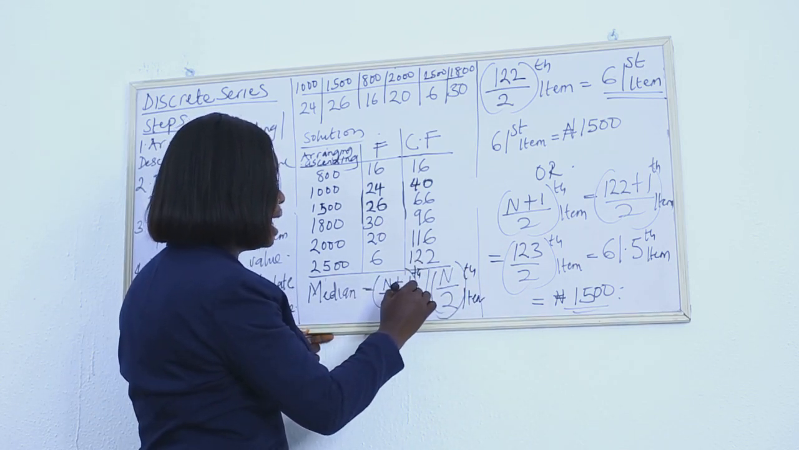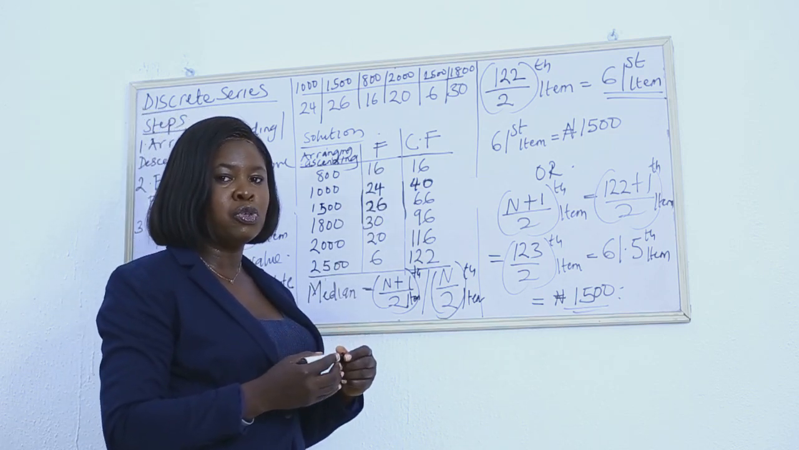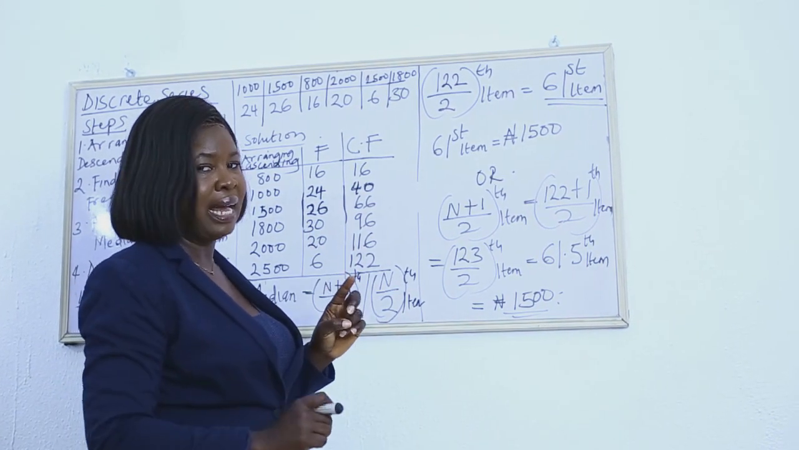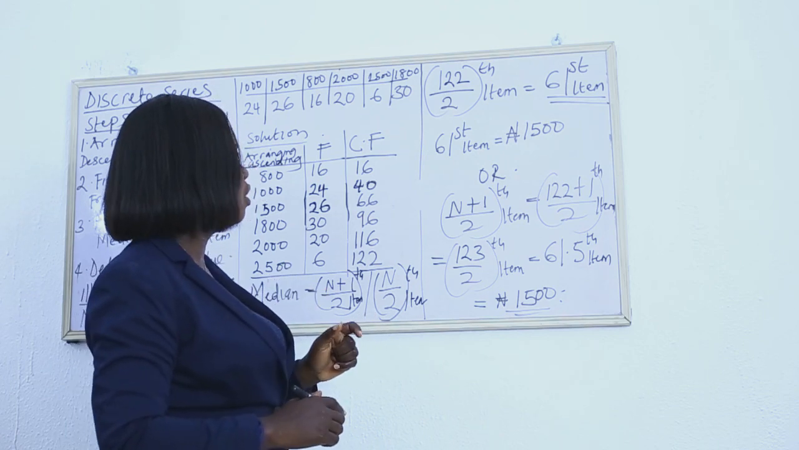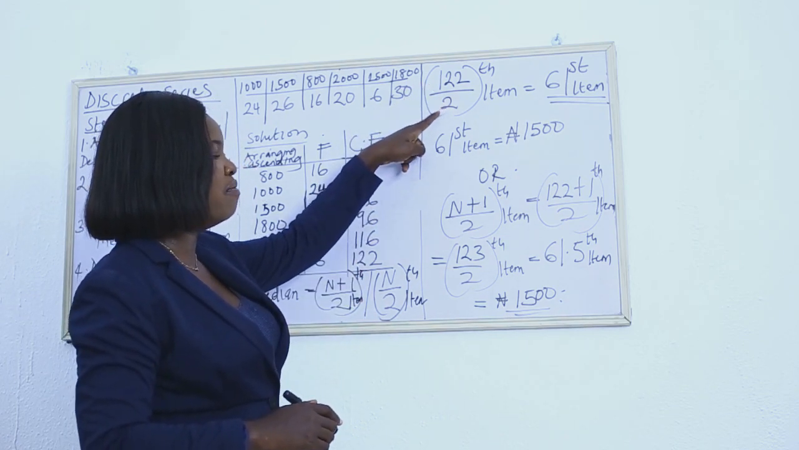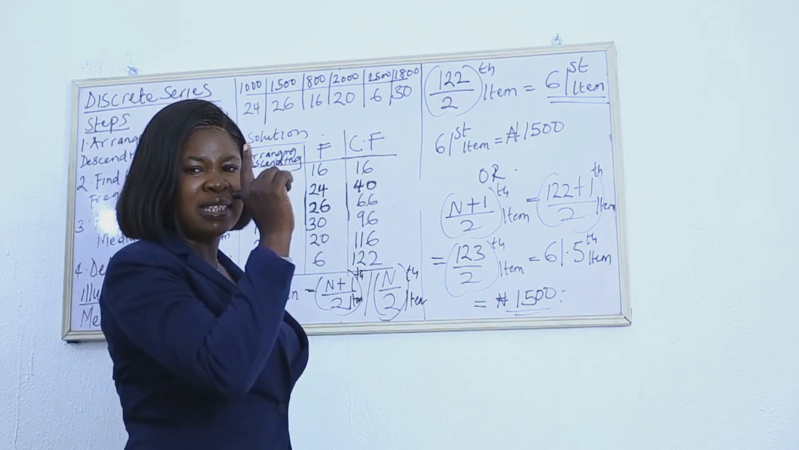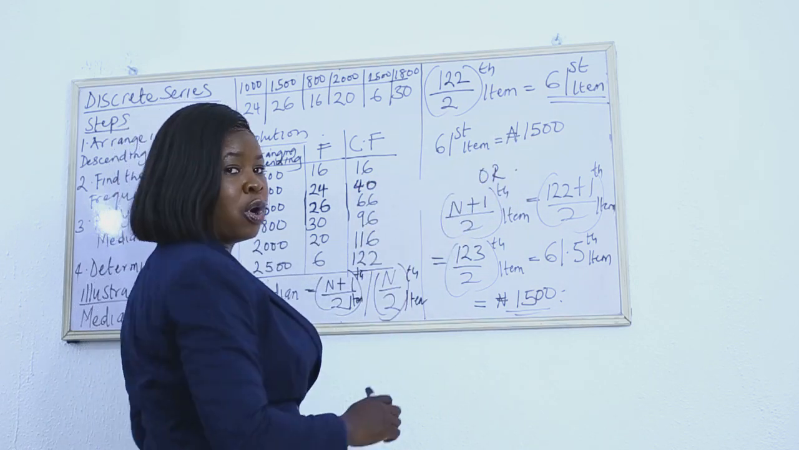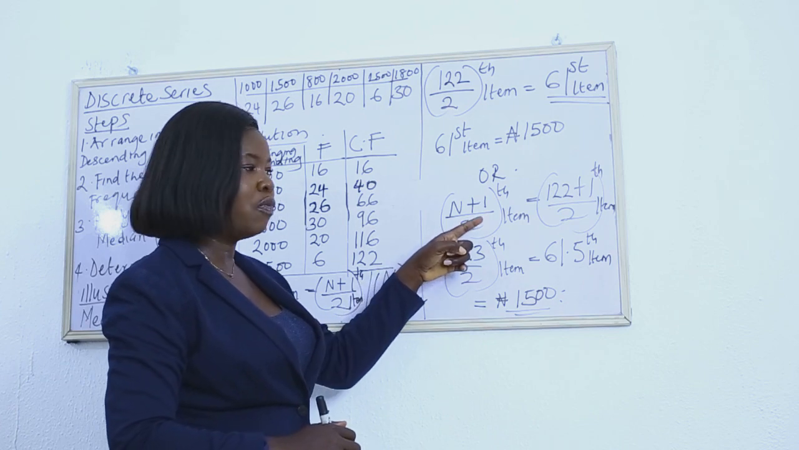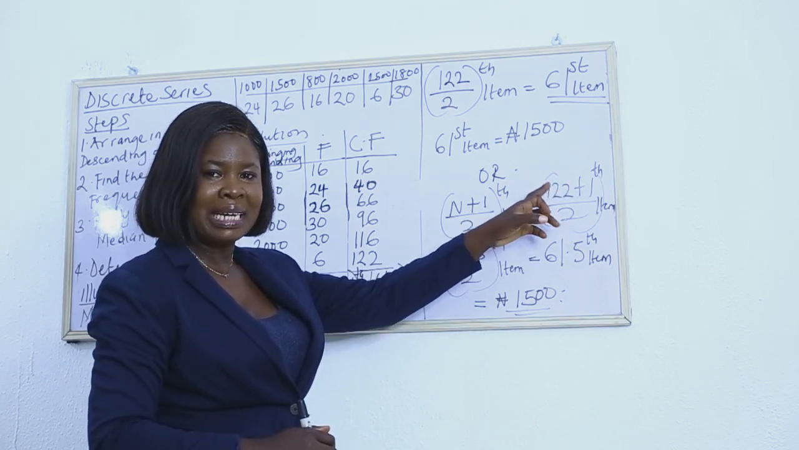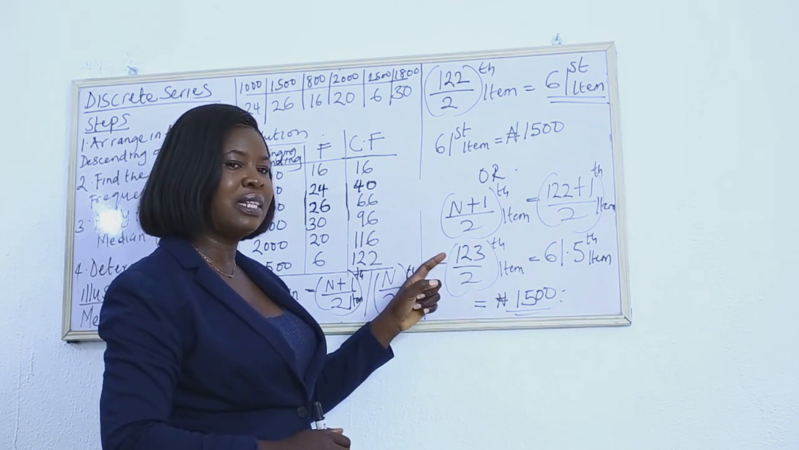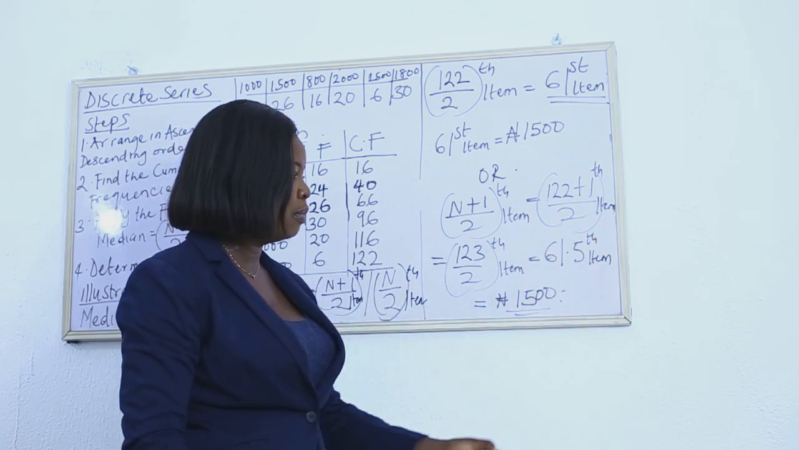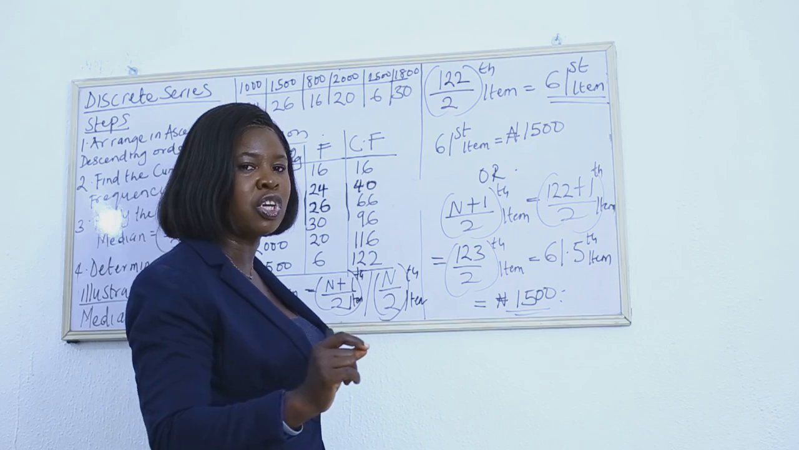Then coming back to the formula, I'm going to use the two methods, but we still get the same answer. The first one says I'm not adding 1, and it says n all over 2. N is 122. 122 divided by 2 nth item, we get the 61st item. Or we say n plus 1 all over 2. That will be 122 plus 1 divided by 2. That will give us 123 divided by 2 nth item. That will give us the 61.5 item, or the position of 61.5.